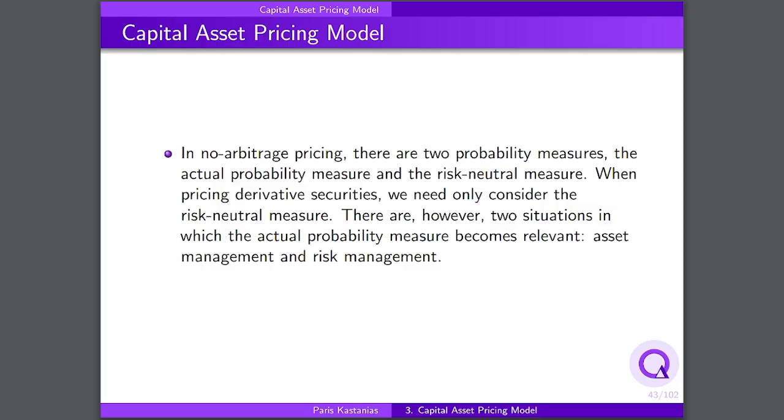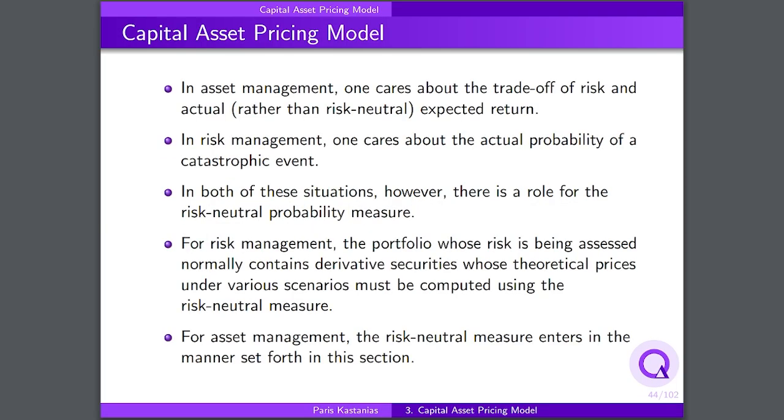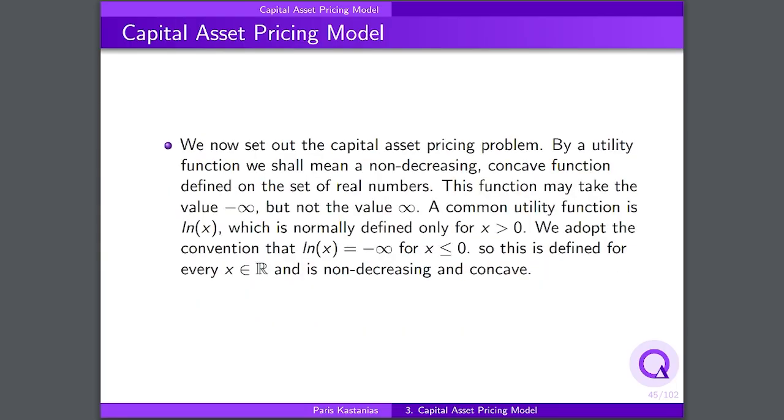There are, however, two situations in which the actual probability measure becomes relevant: asset management and risk management. In asset management, one cares about the trade-off of risk and actual expected return. In risk management, one cares about the actual probability of a catastrophic event. In both of these situations, however, there is a role for the risk-neutral probability measure. For risk management, the portfolio whose risk is being assessed normally contains derivative securities whose theoretical prices under various scenarios must be computed using the risk-neutral measure. For asset management, the risk-neutral measure enters in the manner set forth in this section.